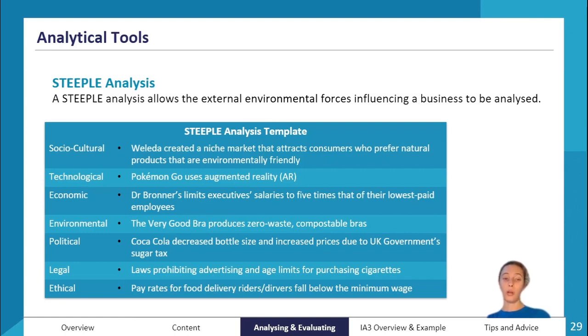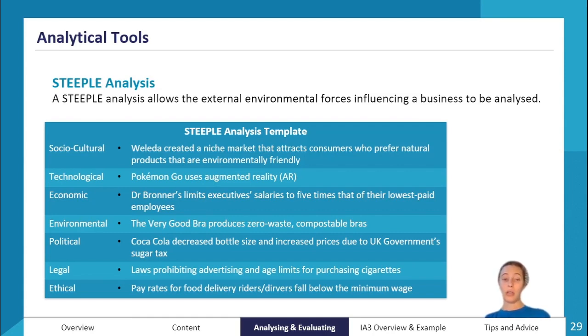Political. Coca-Cola decreased its bottle size and increased prices because of the UK government's sugar tax a few years ago now. So that is an example of how those external environmental forces, in this case the political decisions of the government, are impacting the business and the way that they operate. Coca-Cola changed the way it operated because of that political environment.